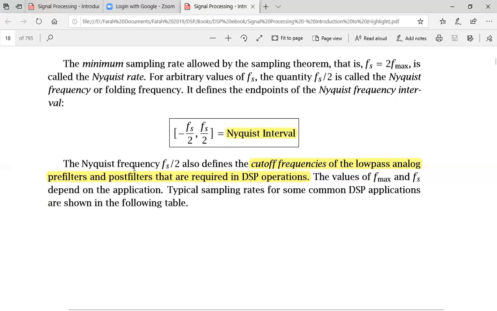You will see that this Nyquist interval has great significance in the upcoming discussion. Remember that if fs is, let's suppose, 10 kilohertz, then the Nyquist interval would be minus 5k to 5k, that is, minus fs by 2 to fs by 2. The Nyquist frequency fs by 2 also defines the cutoff frequencies of the low pass analog pre-filters and post-filters.